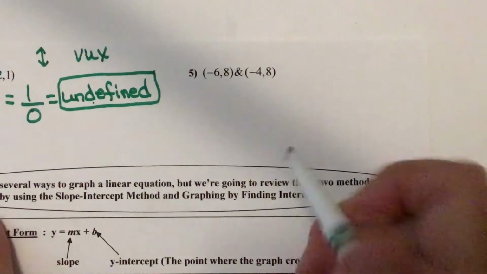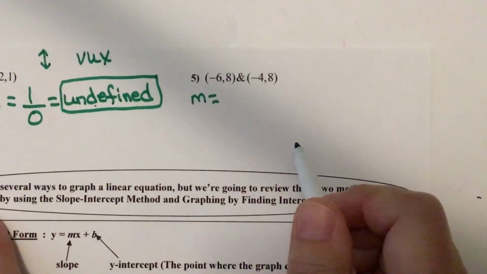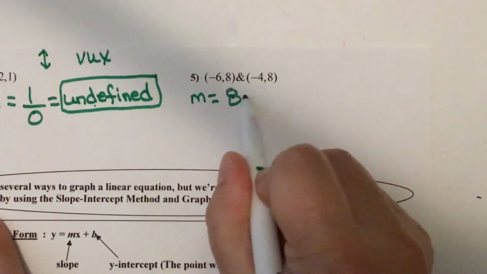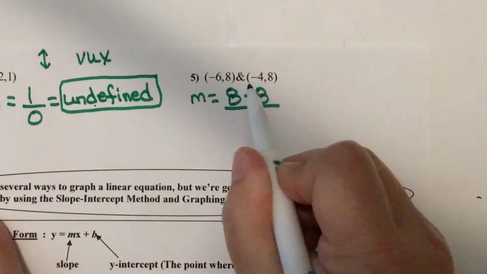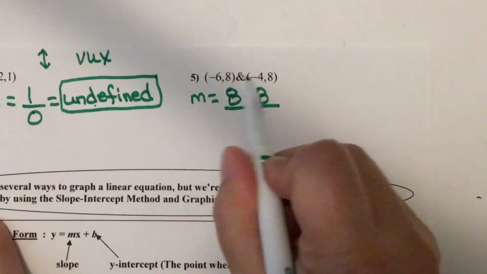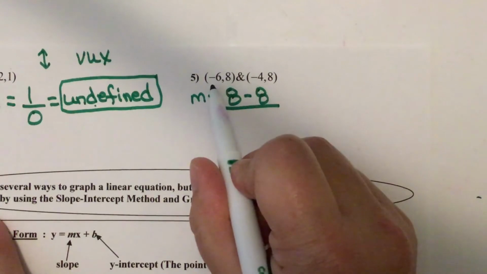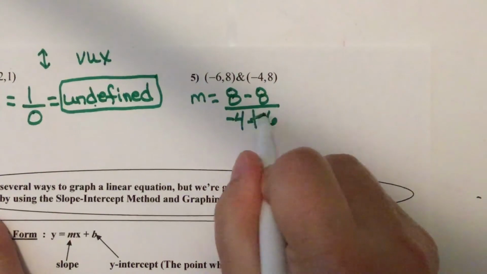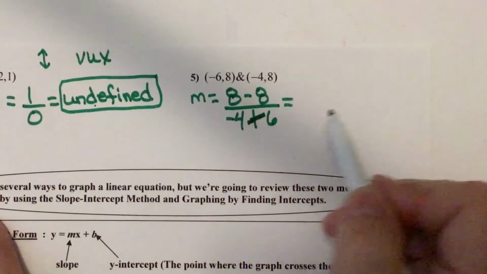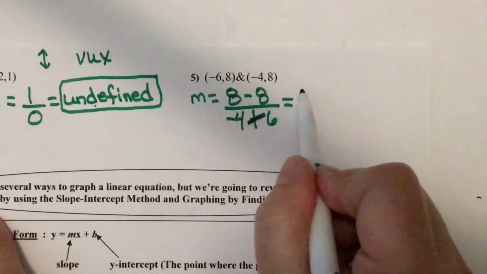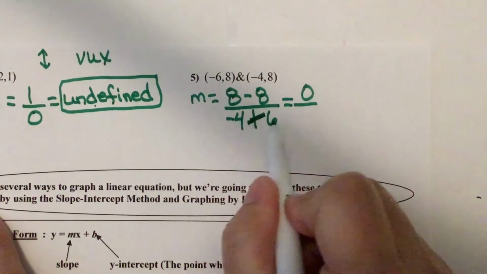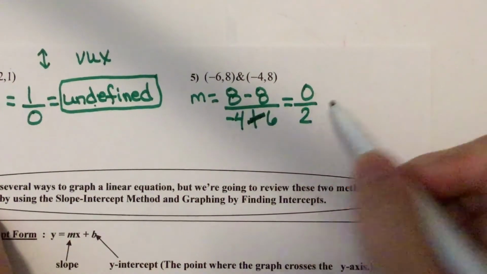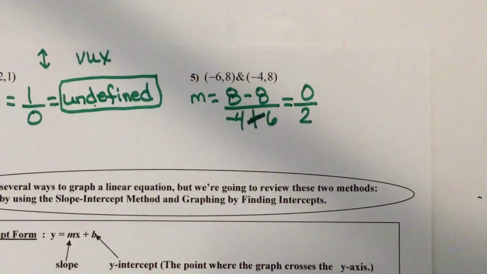Okay, let's look at this guy. All right, y2 minus y1. 8 minus 8 over x2 minus x1. -4 minus -6. Because I have a minus and negative back to back, that's going to make a big old plus. Okay, working it out. 8 minus 8, that's 0. -4 plus 6, that's 2. I subtract, take the sign of the bigger number. Well, what's that? 0 divided by 2.